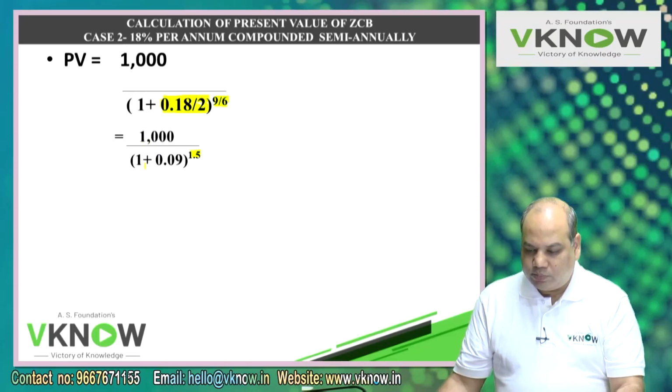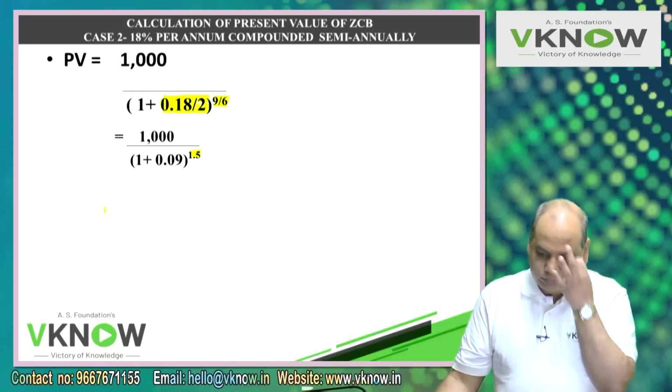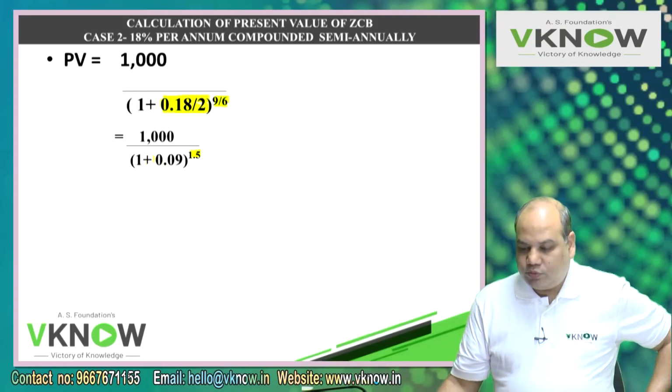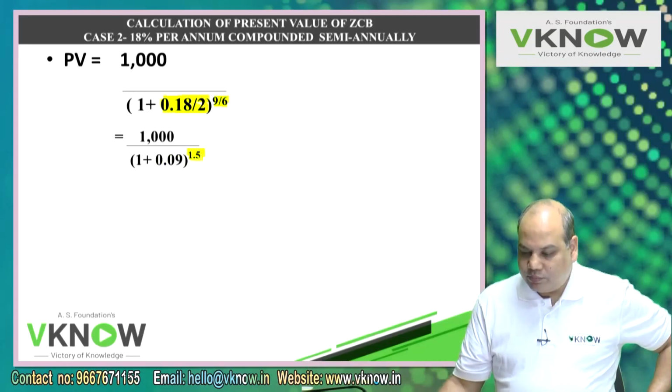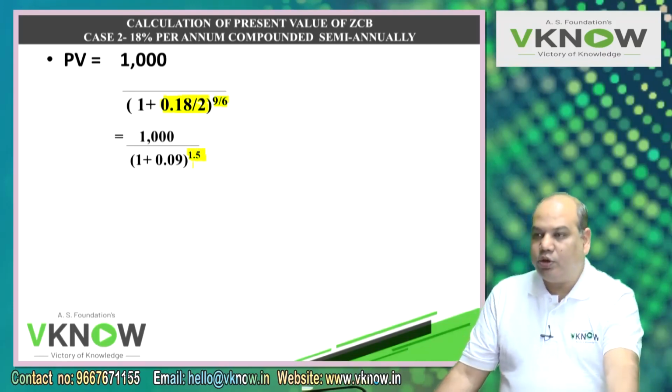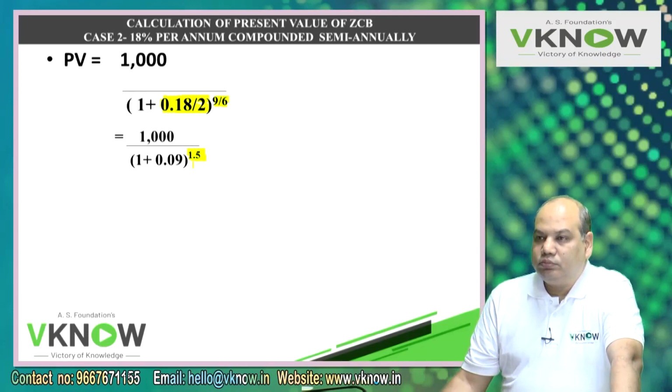1000 upon 1 plus 0.09 to the power 1.5. Now again you have to follow my instruction because the power is in fraction. It is not a whole number. So please type on your calculator 1.09. Press square root 12 times.